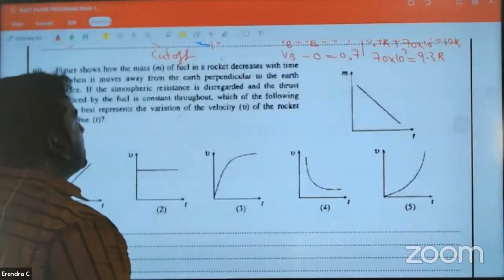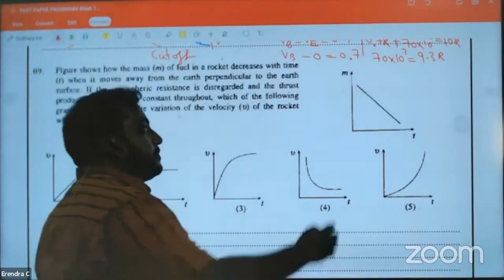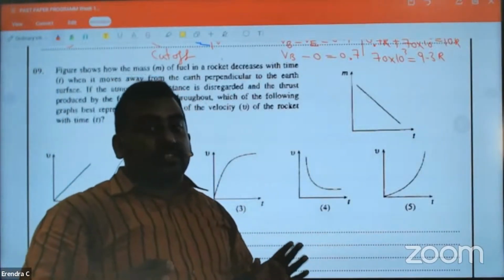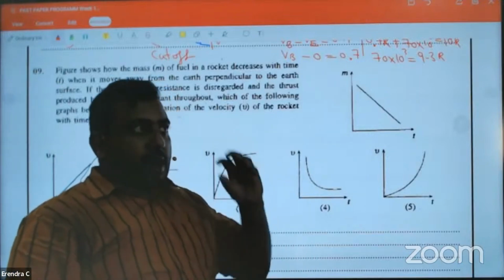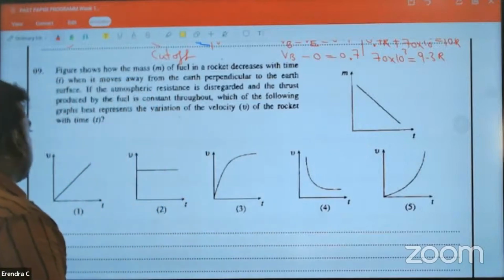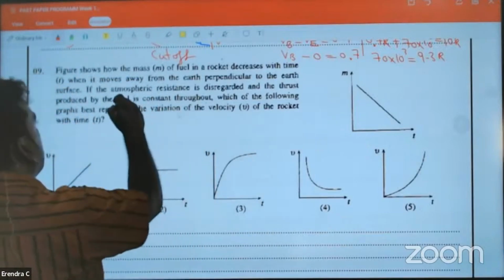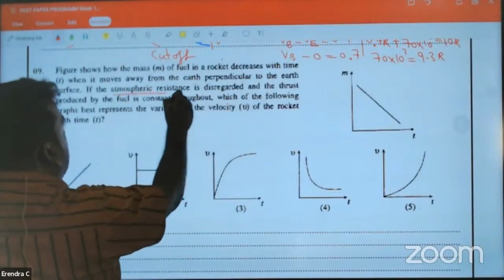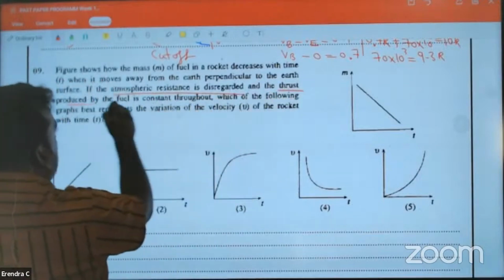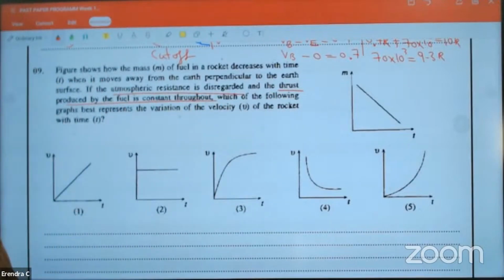The figure shows how the mass of fuel in a rocket decreases with time. This is a 2003 A-level question. As the mass of the rocket decreases, acceleration will increase. Atmospheric resistance is disregarded and the thrust produced is constant throughout. Which of the graphs represents the variation of the velocity with time? Think and tell.